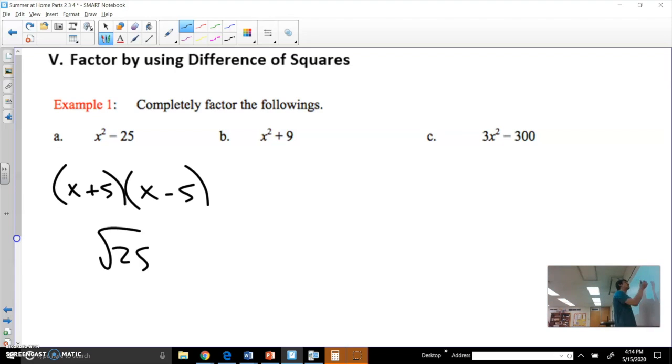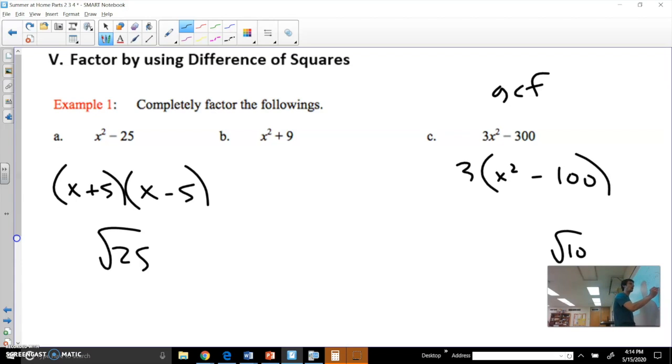For something like this, you may have to start with GCF to realize they all have 3 in common. Let's divide everything by 3. And then again, 100 is a perfect square. The square root of 100 would be 10. So this could be x plus 10 and x minus 10.